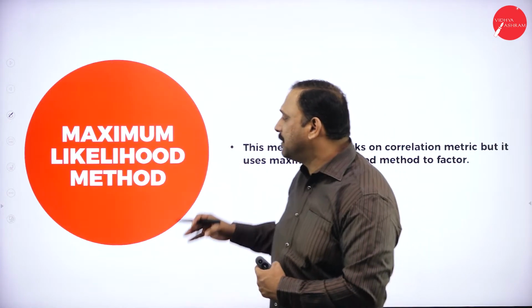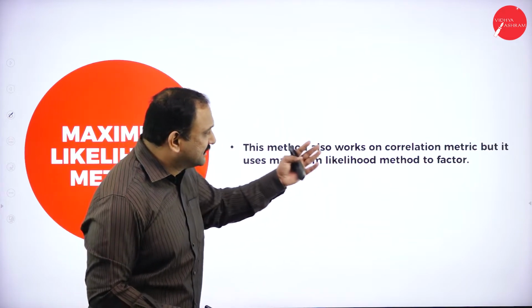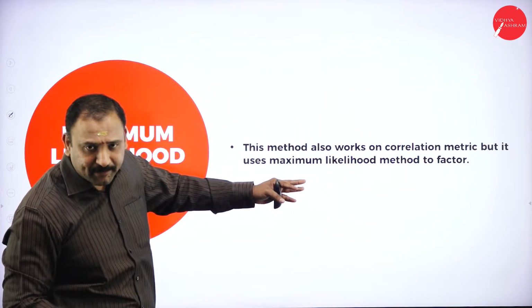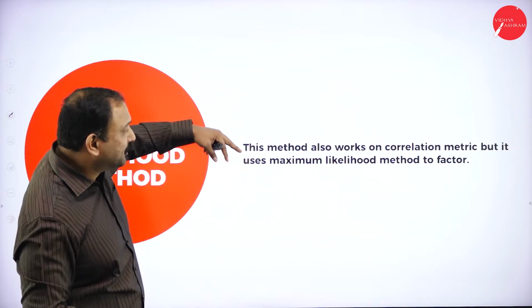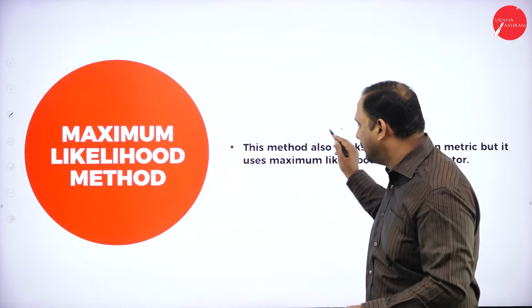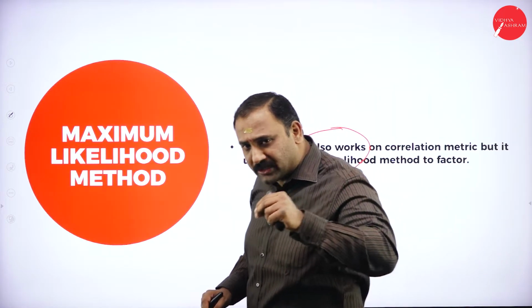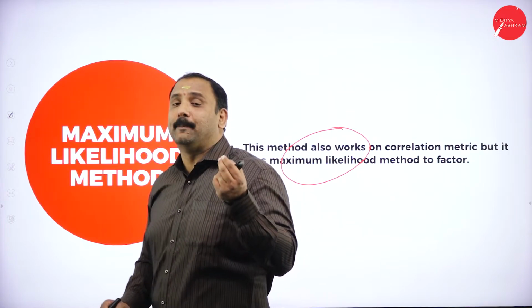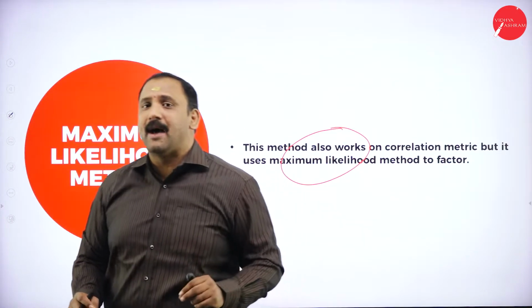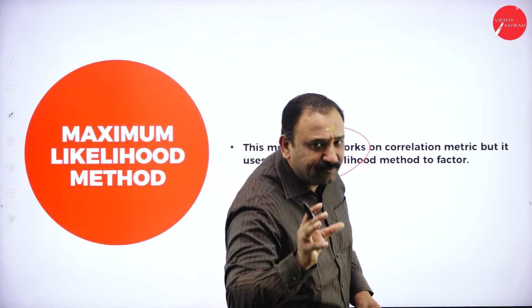Now, the maximum likelihood method, which is also very, very important. Why? Because this method works on the correlation matrix, no doubt about it, but it uses maximum likelihood for the factor. What is this maximum likelihood? For example, if you are going to predict a stock, or predict an event to happen, we look for the maximum chances for that event to happen.